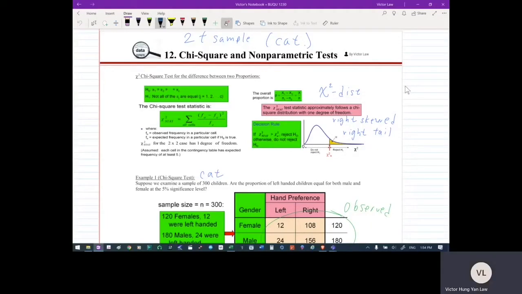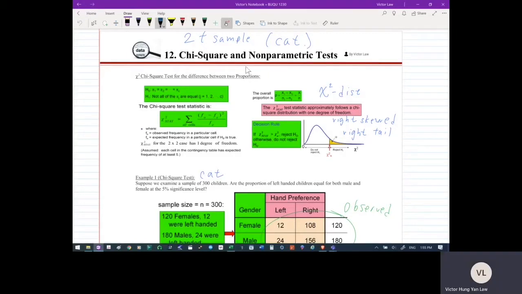Chapter 12, chi-square and non-parametric tests. Previously in Chapter 9, we talked about one sample testing. In Chapter 10, we talked about two samples testings. In Chapter 11, we talked about two or more sample numerical variables. And now in Chapter 12, we talk about two or more samples, but now we're dealing with categorical variables.